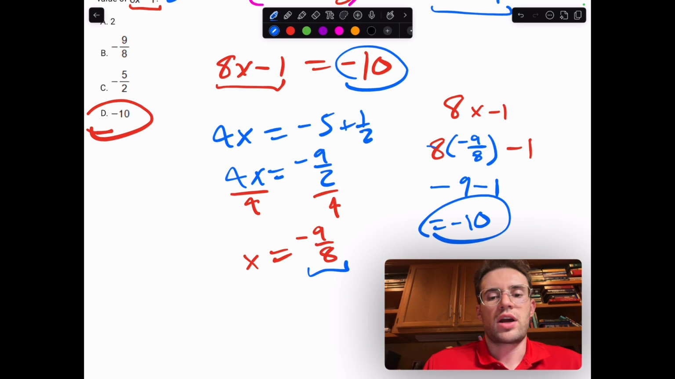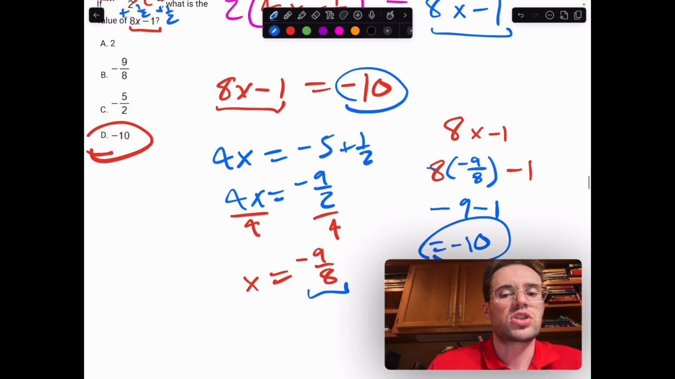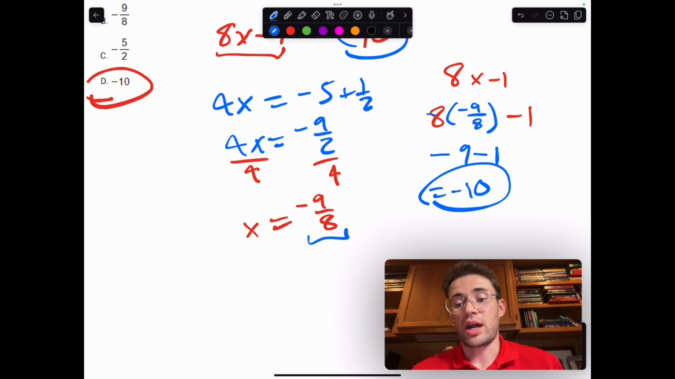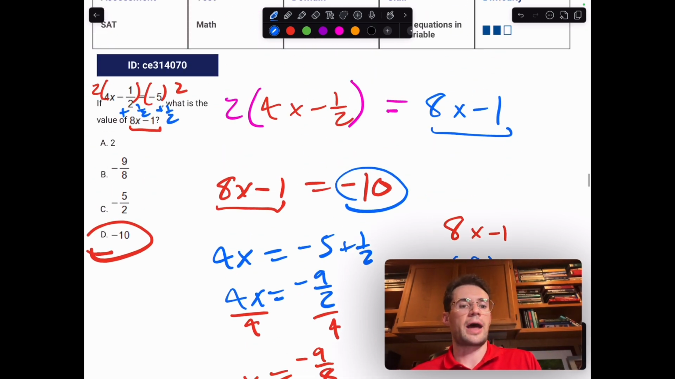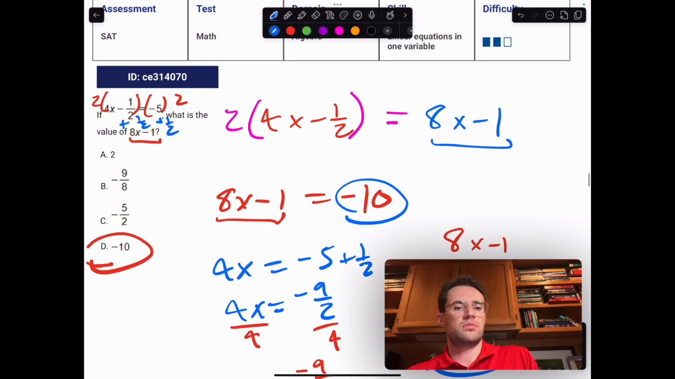You could do it by solving for x. Again, just be really careful. They did make negative 9/8 an answer choice here. So if you solve for x, you could incorrectly think that you're already done when you're not. But I would recommend just doing it this way. Just recognize that you can double this to get to this.